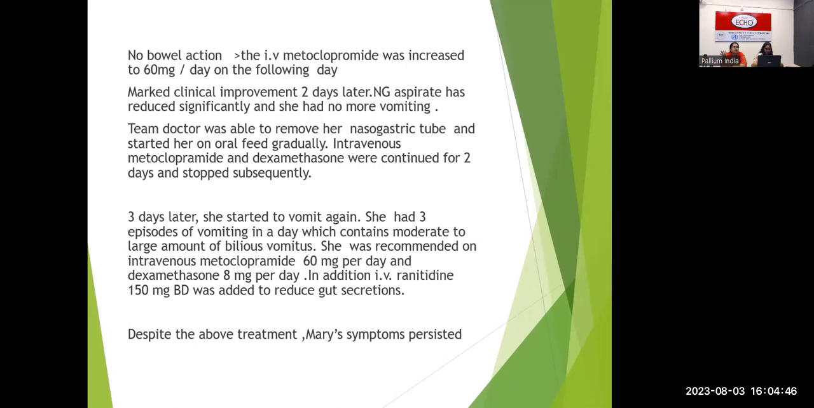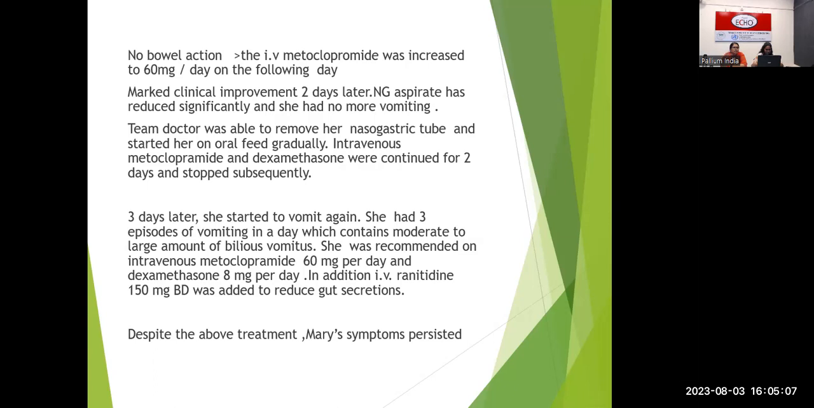So when the dose of metoclopramide was increased, vomiting decreased and the aspirate decreased. So what the doctor and the team did, they removed the nasogastric tube and started her on oral feeds gradually. And intravenous metoclopramide and dexamethasone were continued for 2 more days and stopped subsequently.